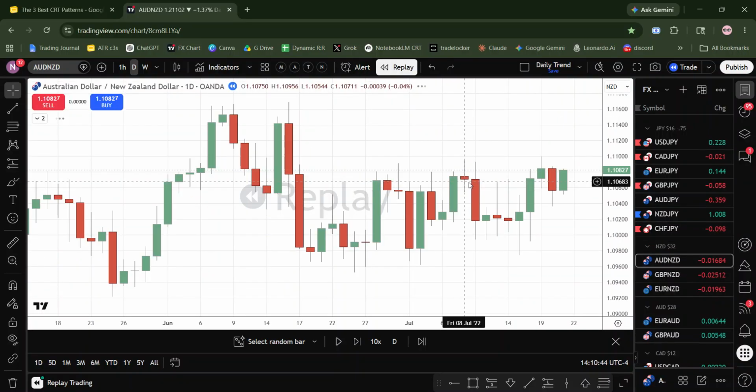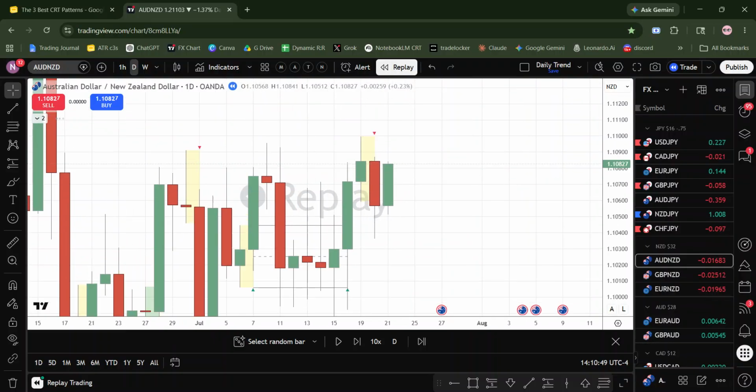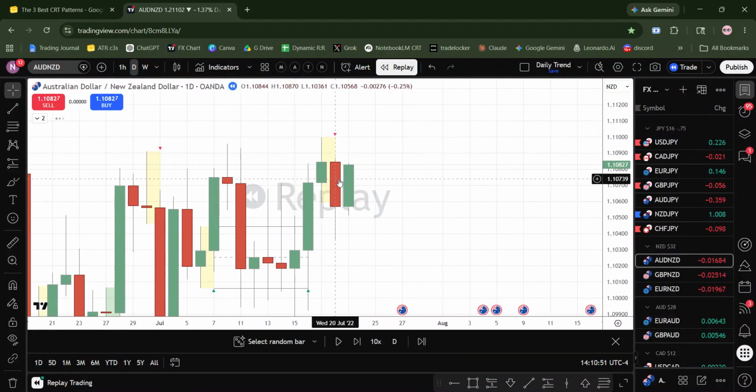All right, so next up, New Zealand. Kind of a large day here. Not really interested in that. Those ranges are a little bigger than I like to see. So we're going to keep going.